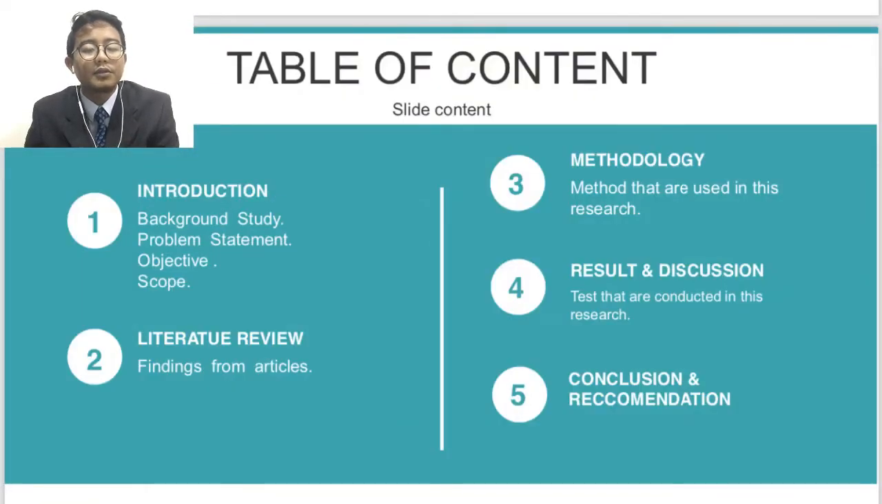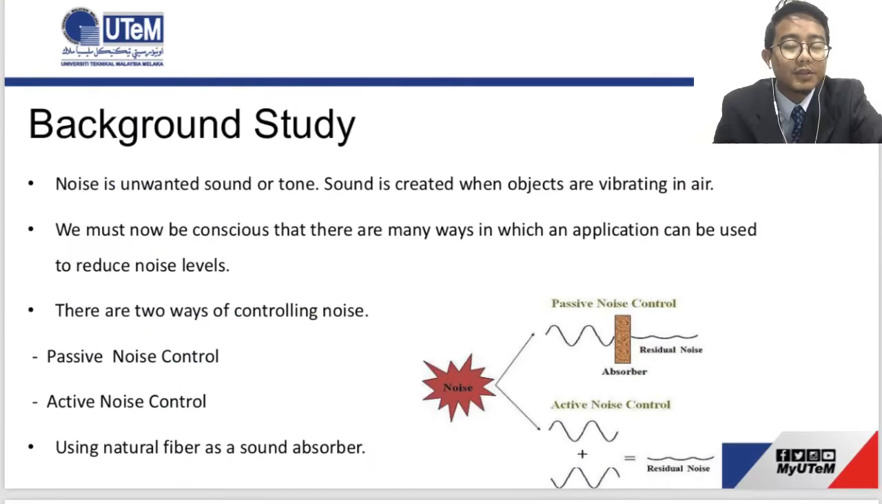This is the table of contents of my slide. First, we go to the introduction, background of study. Generally, noise is unwanted sound or tone. Sound is created when objects are vibrating in air. We must now be conscious that there are many ways in which an application can be used to reduce noise levels. There are two ways of controlling noise. First is passive noise control and second is active noise control. The method that we use in this research is passive noise control, where natural fibers are used as a sound absorber to control the noise.